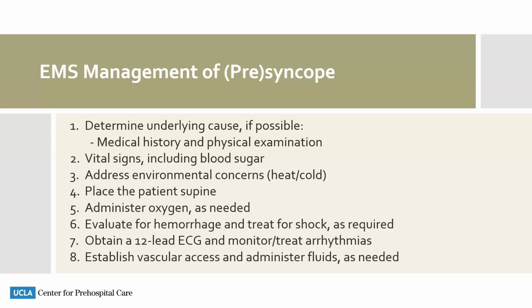Vital signs, and remember I said anybody who has an altered level of consciousness, we're obviously going to get a blood sugar. That would be a fairly easy fix. We're going to address environmental concerns, heat and cold.